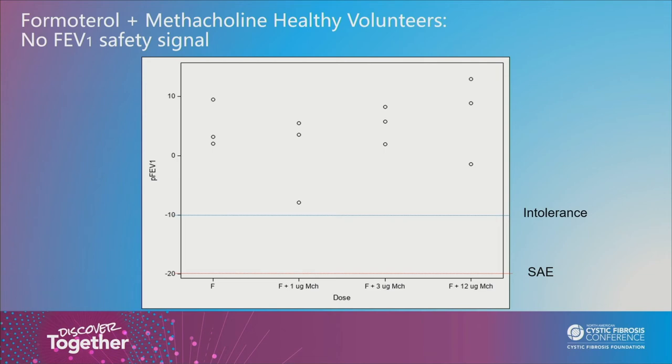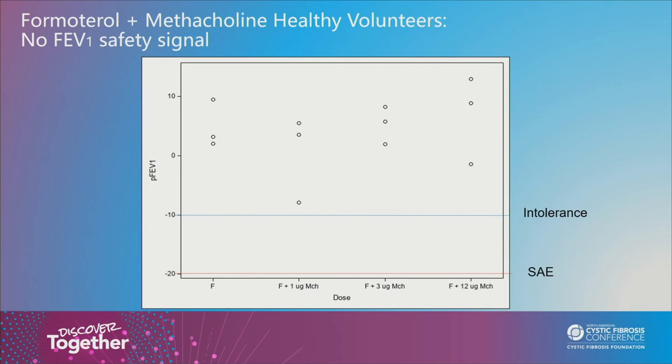FEV1 is what we use also for metacholine challenge testing. And what we're showing here is the red line. This is what we have called, for our IRB and our DSMB, a serious adverse event: if people drop in their FEV1 by more than 20%, and it's not percent predicted, it's on the actual FEV1. So no one reached that red line. Intolerance per protocol was defined as dropping by 10%, and no one really got close to it except for this subject, but it didn't get to the intolerance point. That was our lowest dose of metacholine.